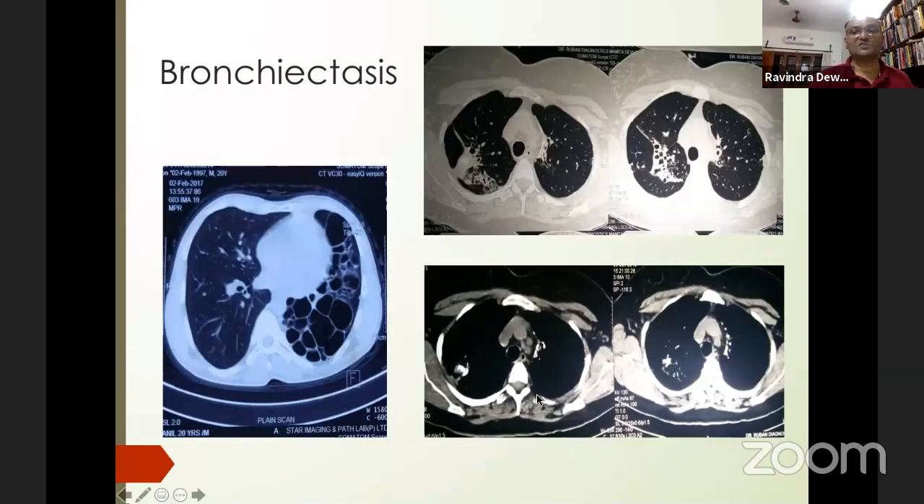These are other bronchiectasis pictures, almost completely destroyed, right side destroyed here. Very often people working in TB hospitals have seen these X-rays. They are the commonest X-rays that we see.